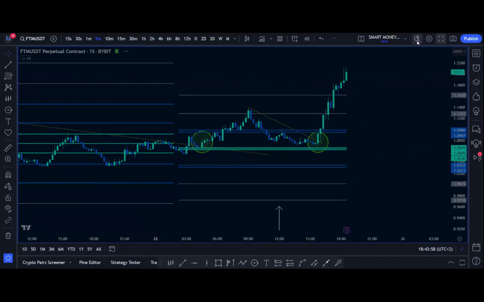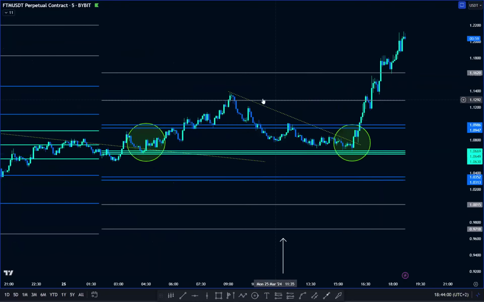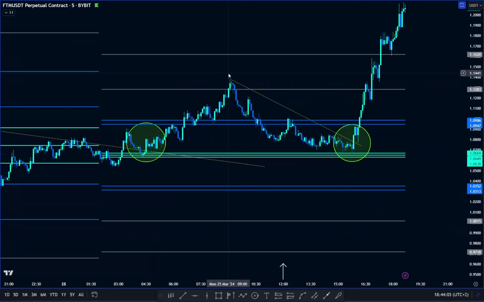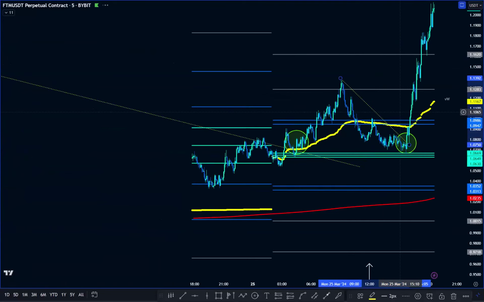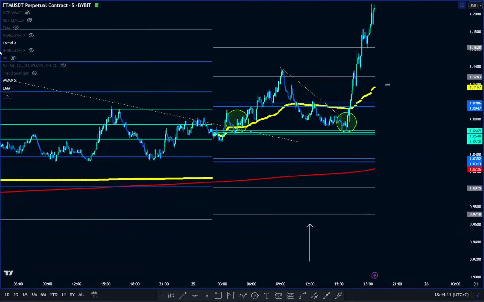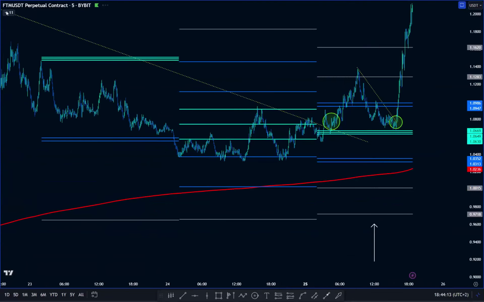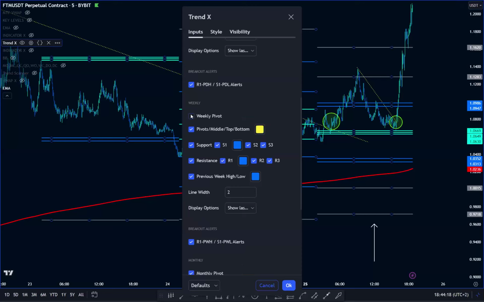If we go to 5 minutes, this is what happens. Price usually comes up, retraces, and breaks the trend. Let's look at the EMA, the VWAP. Okay, wait, let's take the VWAP away for now. And then I just want to look at the weekly pivots.